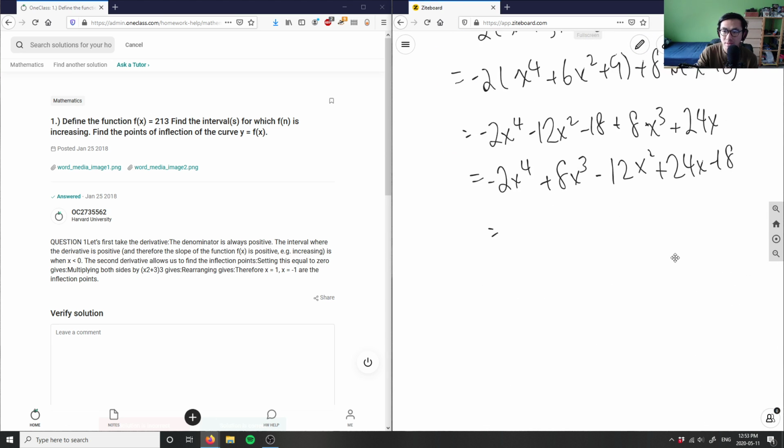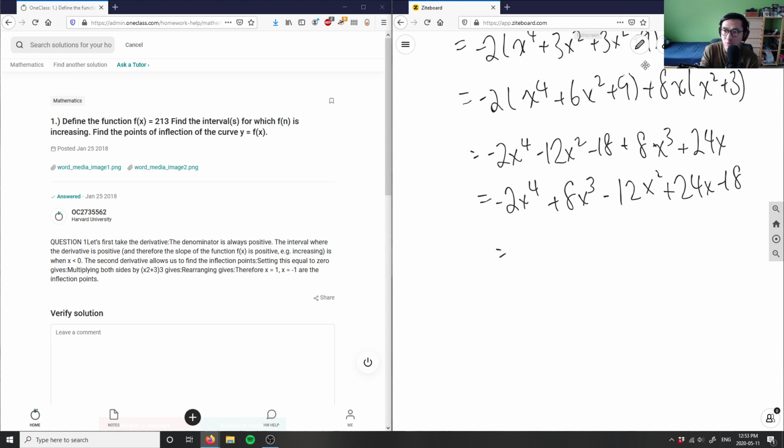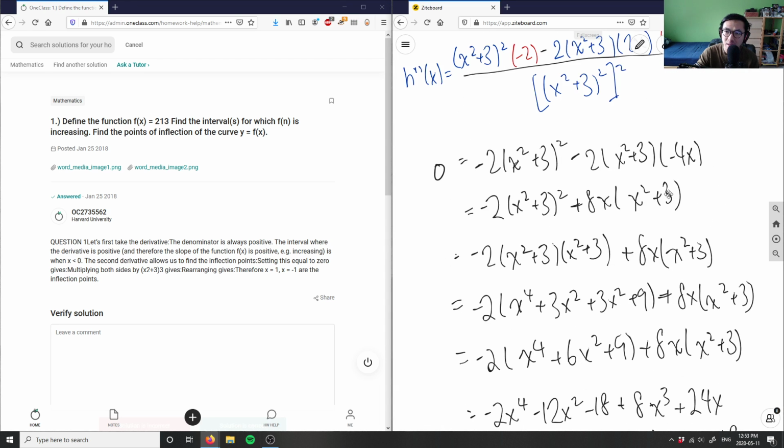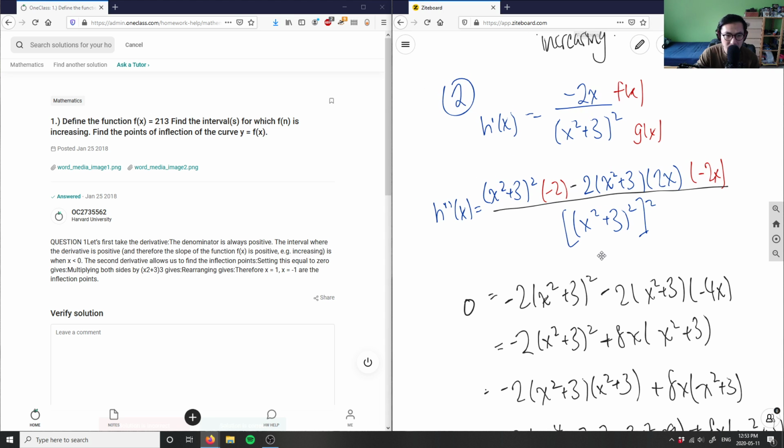And this here would give us, if I solve this quadratic function using the factor theorem, you should get x equals 1 and x equals negative 1, and these two would be our correct answers here. So I'm just going to see what they're doing here. This is multiplying both sides by (x squared plus 3) cubed, and then you get something like this. But I don't think this here is a cube. This should have been a square because I'm doing the quotient rule. So I don't know if this is correct.